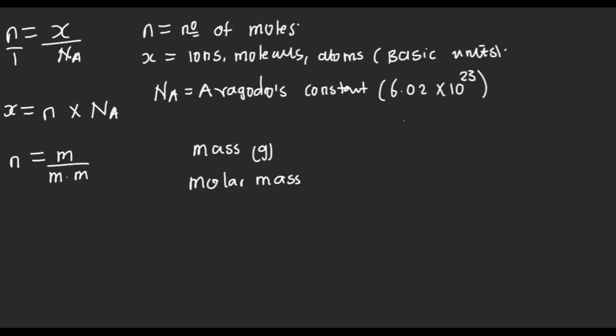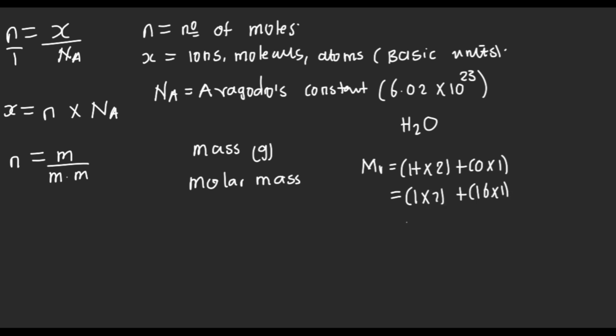For example, if I want the molar mass for water, first I need to look at the chemical formula for water. Then I begin with the relative molecular mass. So we'll say hydrogen multiplied by the number of atoms plus oxygen multiplied by the number of atoms. The mass number for hydrogen is 1 times 2 plus 16 times 1. The sum of these two numbers is 18, so 18 is the relative molecular mass.